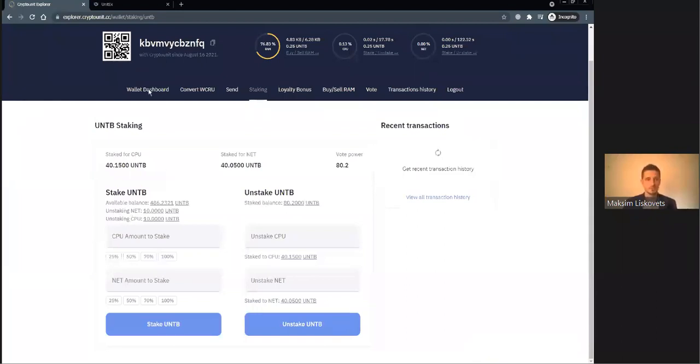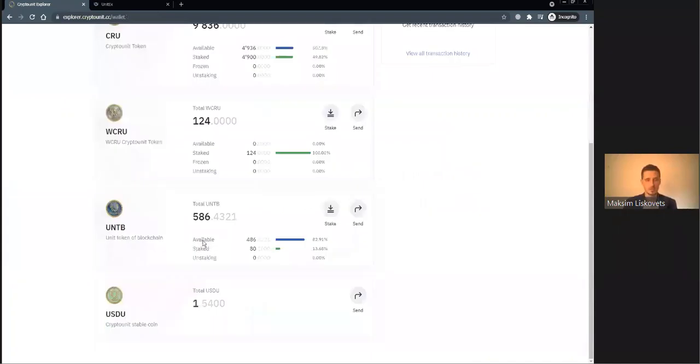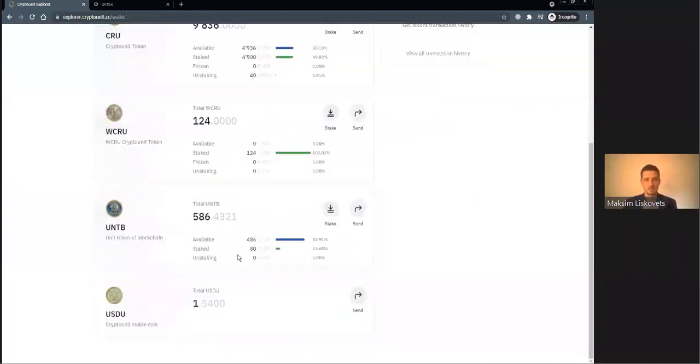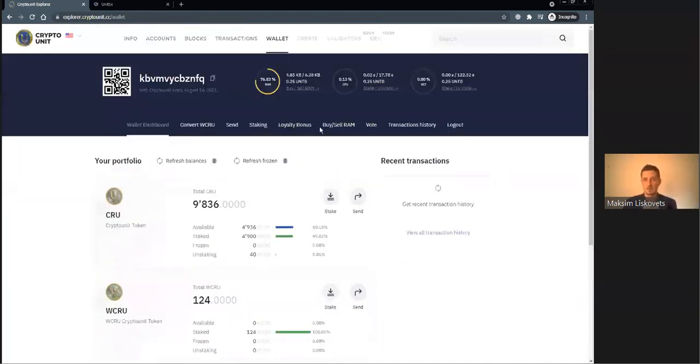Let's go back to the wallet dashboard, the main page, and see how it is reflected here. Let's refresh balances. It is not reflected here because they are already available. We can see that now we have 80 UNTBs staked instead of 100 UNTBs. 20 UNTBs went straight to your main wallet.